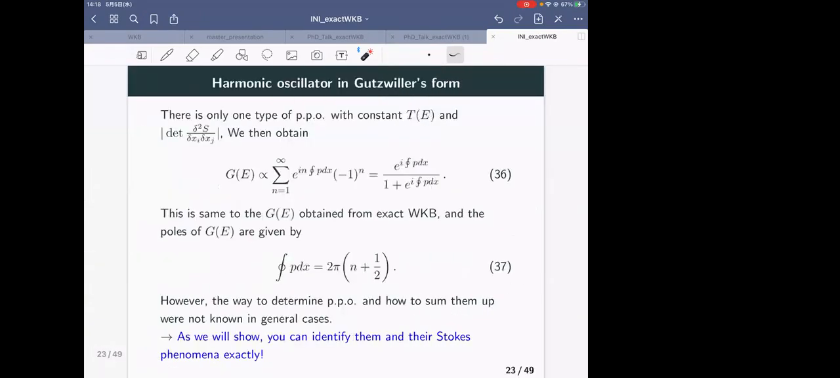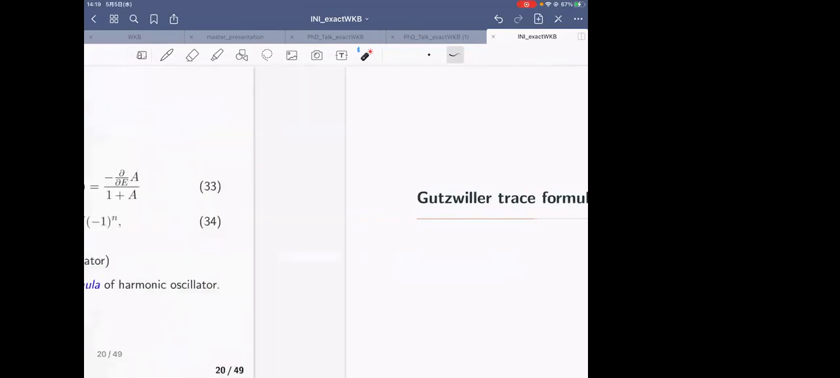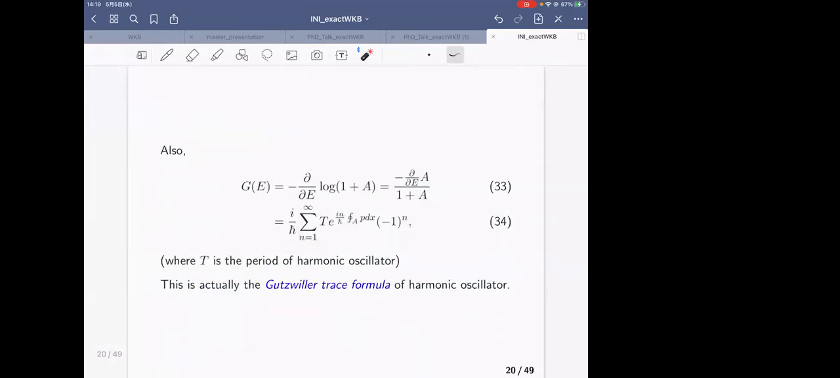And recalling the previous result, if the system has only one type of prime periodic orbit and the constant period and the constant term of the fluctuation operator, then we obtain this result. And this form is actually almost equivalent to the previous one. Actually, this is a much more exact form.